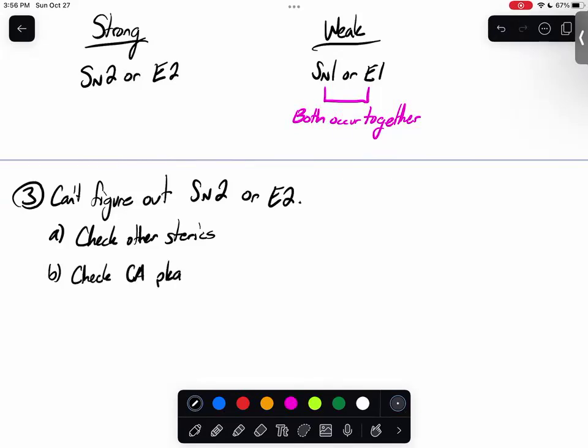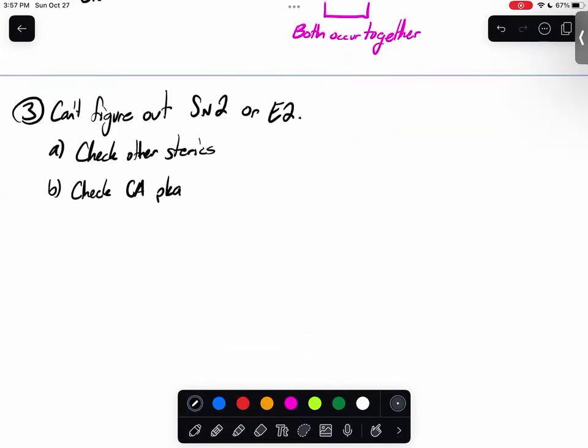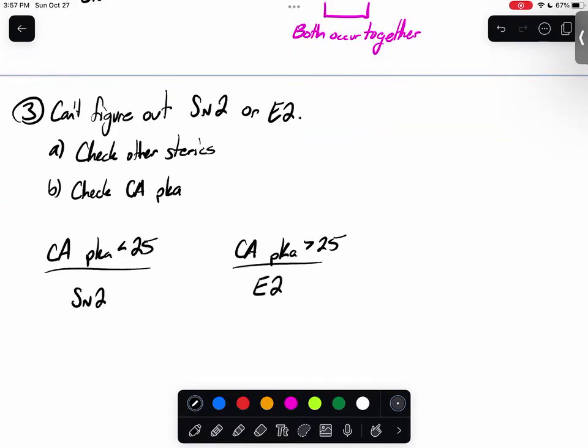And so what this does for us is that we now have a couple of split categories. If the conjugate acid pKa of your nucleophile is less than 25 and we're on something like a primary or secondary, 99% of the time this is going to be an SN2. Versus if your conjugate acid pKa is above 25, this is generally showing that it's probably an E2. So that pKa dividing line is useful for determining one versus the other.